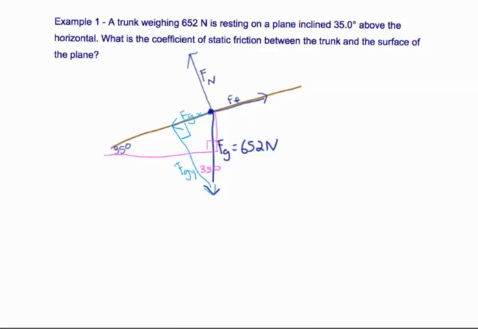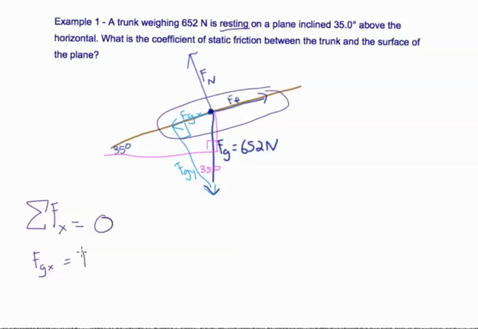So the sum of the forces in the X direction is equal to 0 because it's resting. That means it's not moving. So this means, and you can see it if you tilt your head fairly clearly, that these two are going to cancel each other out. So Fgx is equal to the friction force. And we can see that the sum of the forces in the y direction is also equal to 0, which means that the normal force is equal to Fgy.